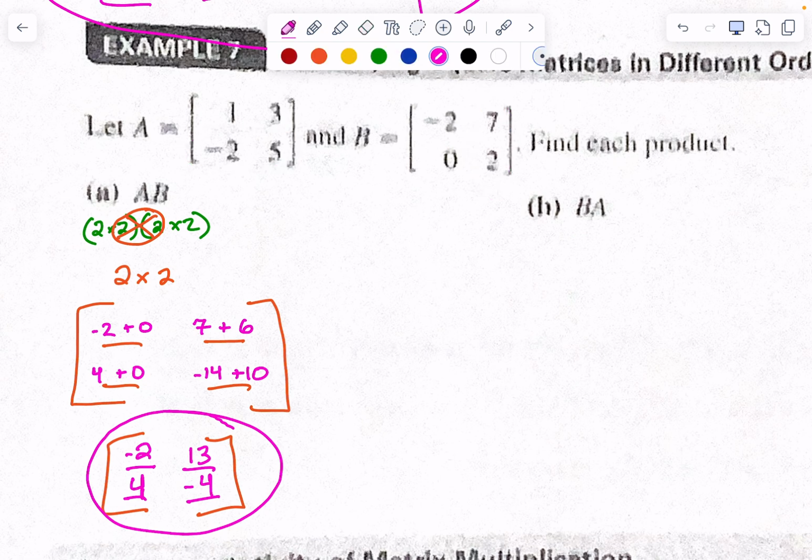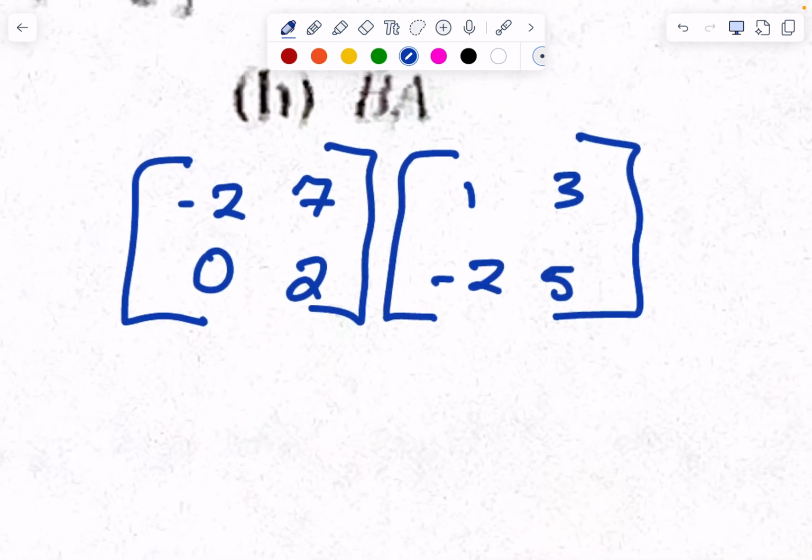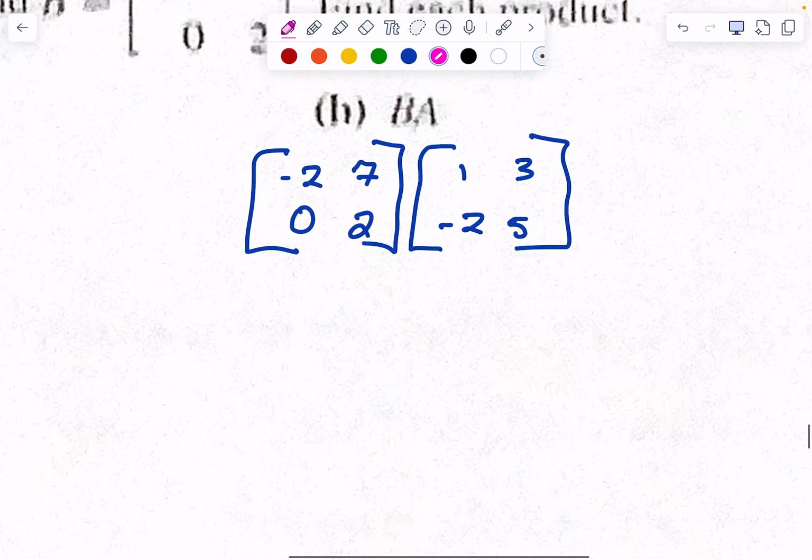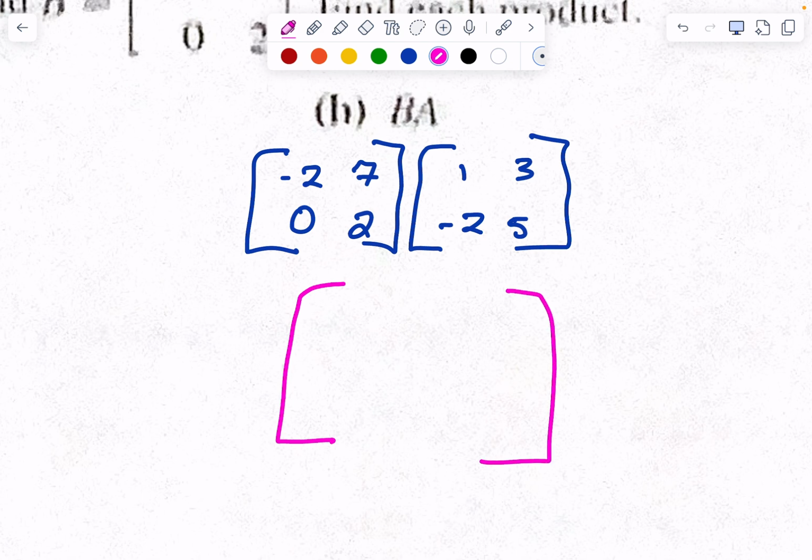Now, this time, can we do BA? Yeah, because it's 2 by 2 and a 2 by 2, okay? Now, here's the deal. Because I don't want to get confused, I'm going to rewrite them. Negative 2, 7, 0, 2. I'm going to do it like this. Because my brain doesn't work backwards. So I'm going to write them as B times A. That way I make sure I'm doing all of the things right. Because I want row times column, right?